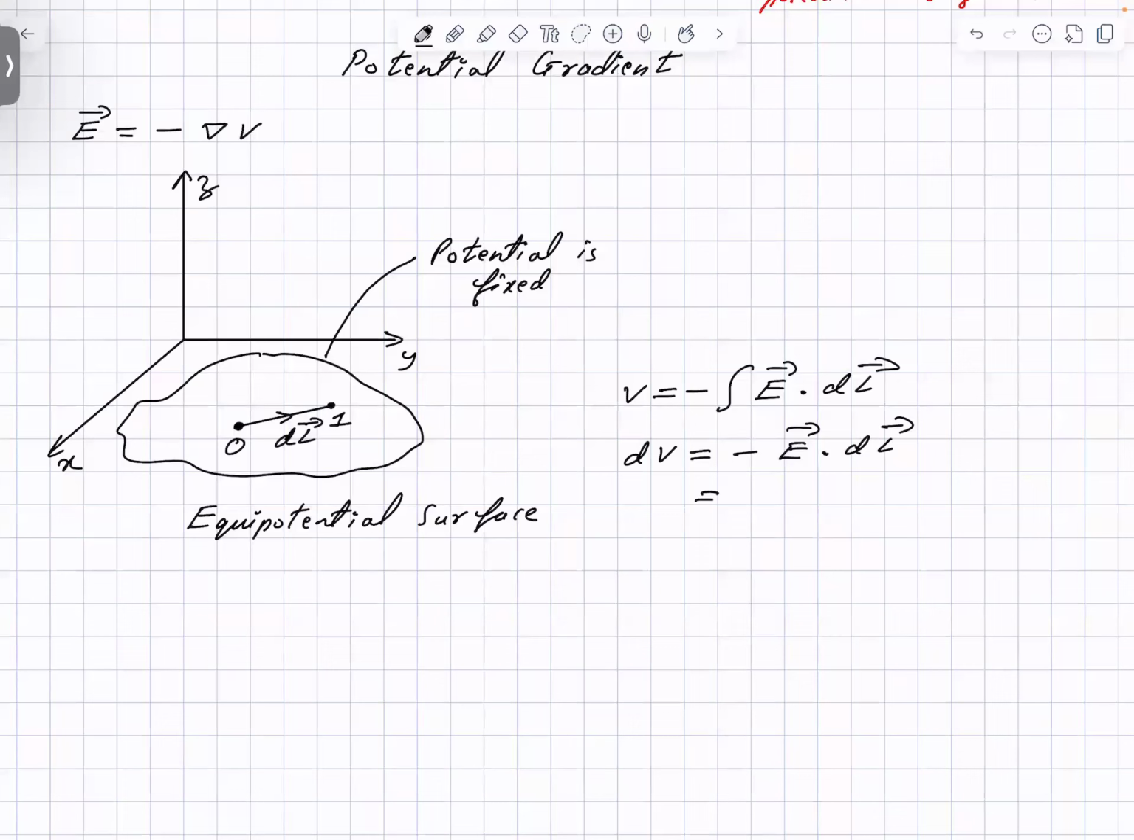For any dot product, we can write it as the product of the magnitudes of the vectors involved times the cosine of the angle between them. So let's say E without the arrow is the magnitude of E, and dl without the arrow is the magnitude of dl. Then we have the cosine of the angle between them. Let's say the angle is alpha.